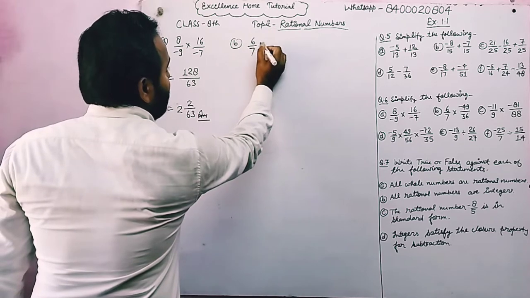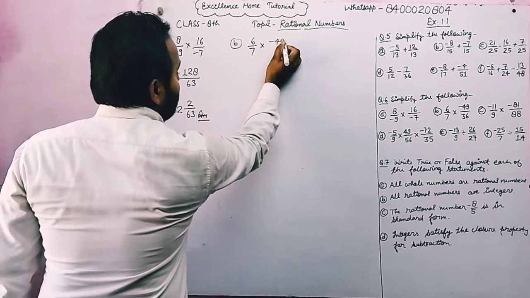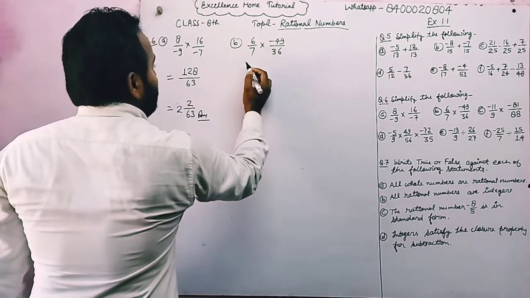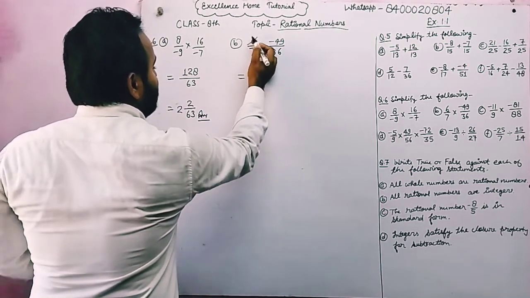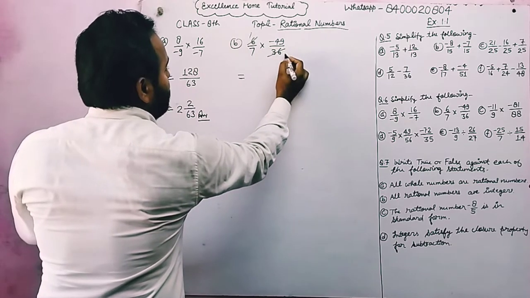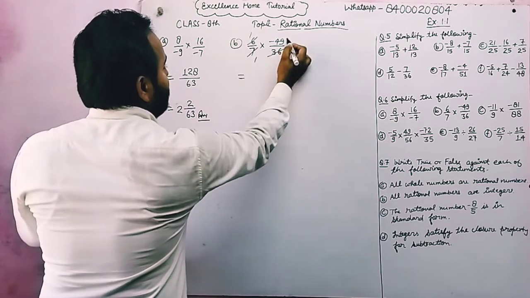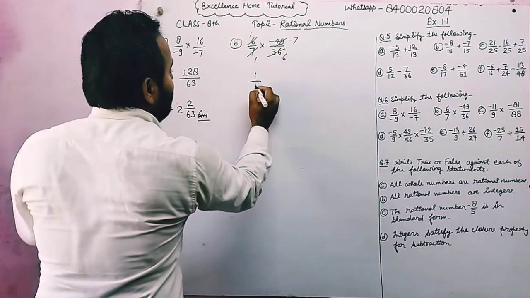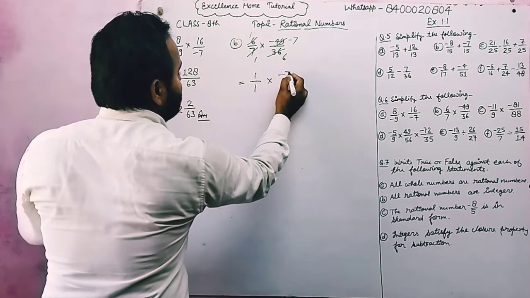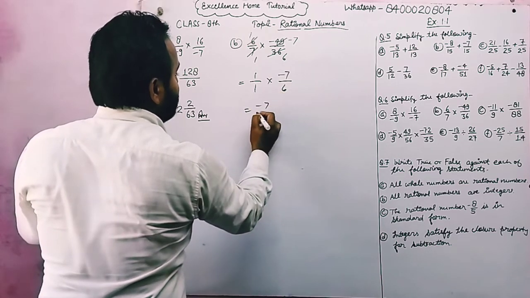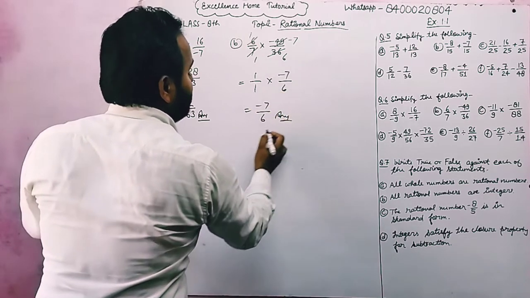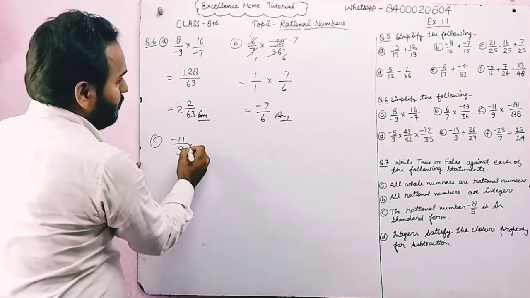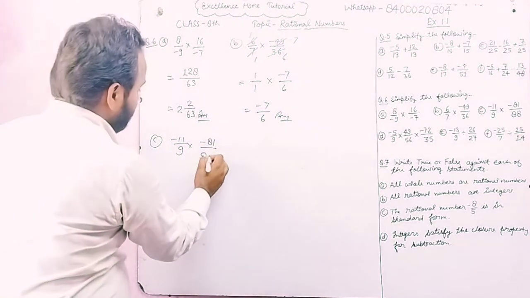And part B is 6 by 7 into minus 49 upon 36. So in this, these numbers cancel out. 7 times 1 is 7, minus 7, and this becomes 1 by 1 into minus 7 by 6. So the answer is minus 7 by 6. This is the answer. Moving on, part C, which is minus 11 by 9 into minus 81 by 88.